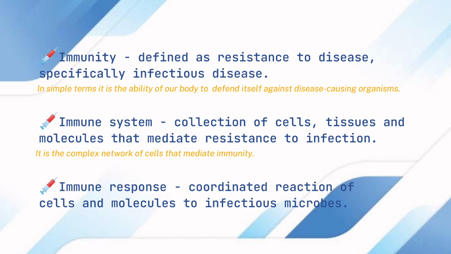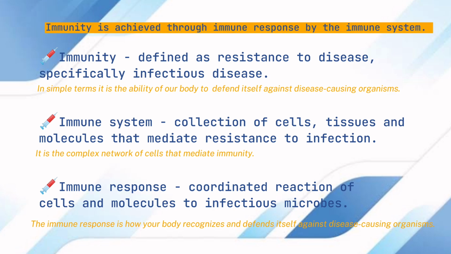It is the complex network of cells that mediate immunity, and the coordinated reaction of these cells and molecules to infectious microbes is the immune response. The immune response is how your body recognizes and defends itself against disease-causing organisms. So immunity is achieved through immune response by the immune system.